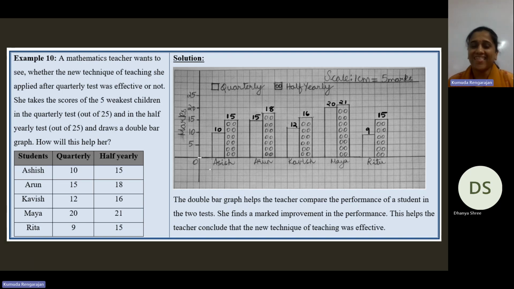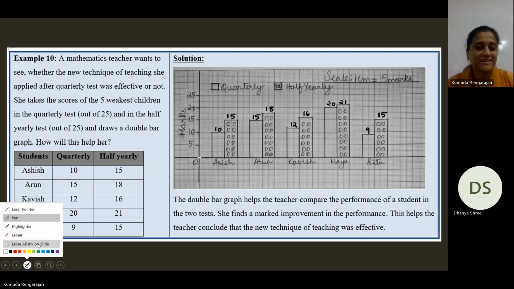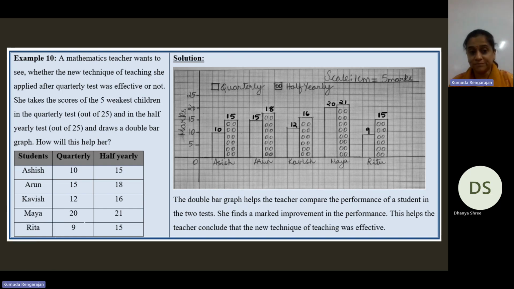Got it, children? Yeah. So please complete this one as I have prepared here. Plus, you're going to work the same question with scale 1 centimeter is equal to 2 marks. So your graph will be tall and nice.